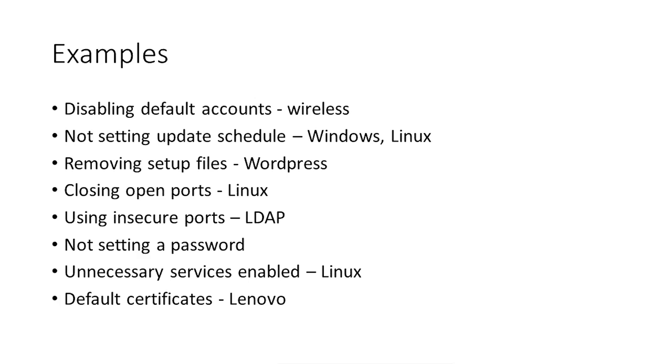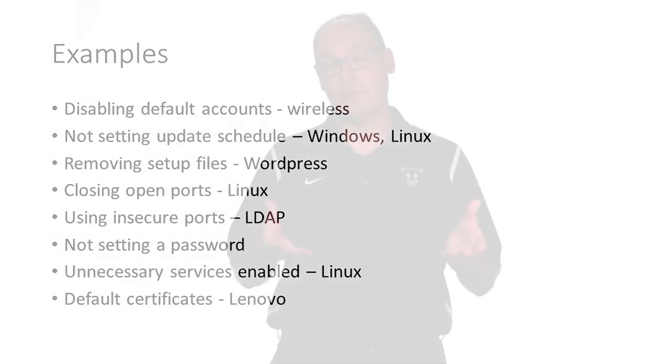Next one is not setting an update schedule. So Windows and Linux, it's a little bit more difficult in Linux. However, in Windows, we can easily schedule updates to be performed at a certain time. In Linux, you have to write a script generally to install updates, but there are systems that can do this for you, and scripts definitely out there that can do this for you. So what does updating do? Well, it locks down the operating system. It patches holes that the manufacturers have found.